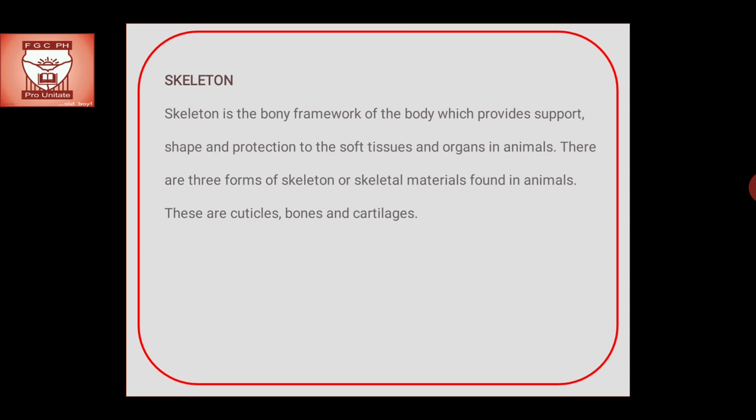There are 3 forms of skeleton or skeletal materials found in animals. These 3 forms are cuticles, bones, and the cartilages.